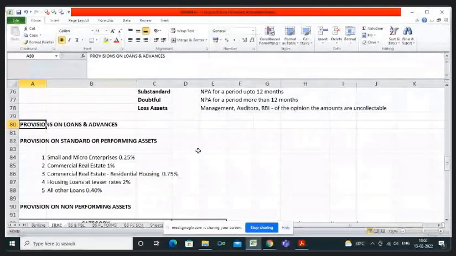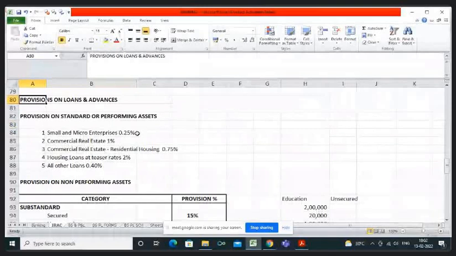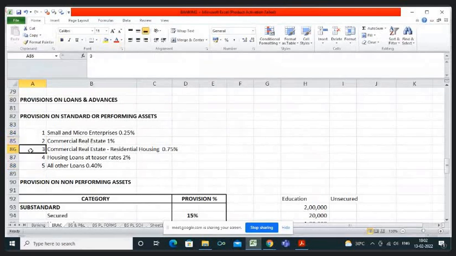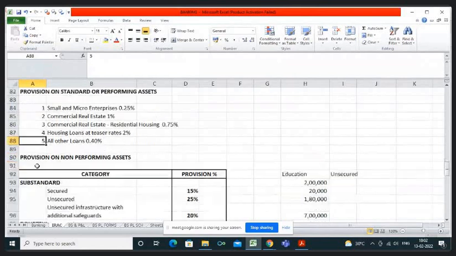So provision on standard or performing assets should be made at the following percentages. If the loan is given to small and micro enterprises, 0.25%. Loan given for commercial real estate, 1%. Commercial real estate, residential housing, 0.75%. Housing loan at teaser rates, 2%. All other loans, 0.40%. If the question is silent, ignore all this.